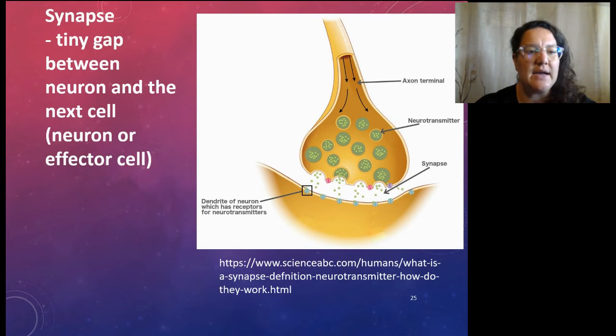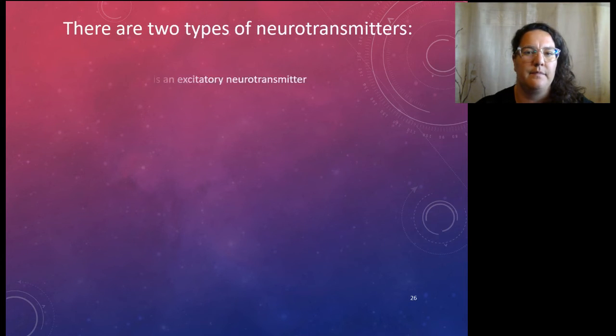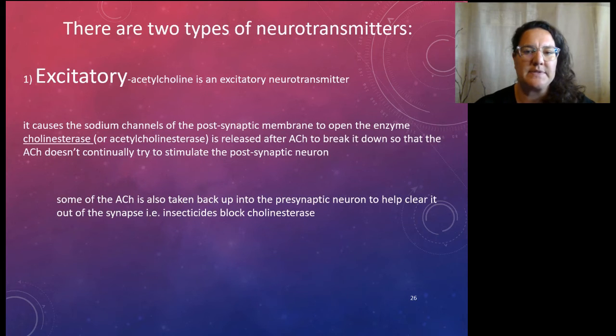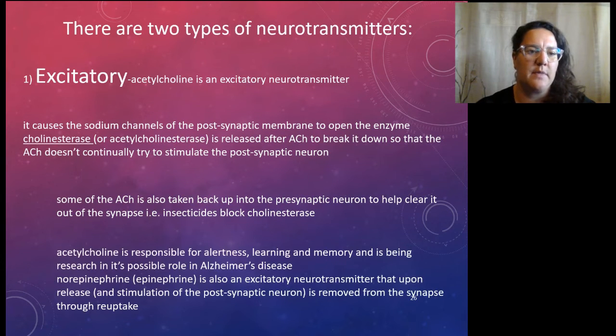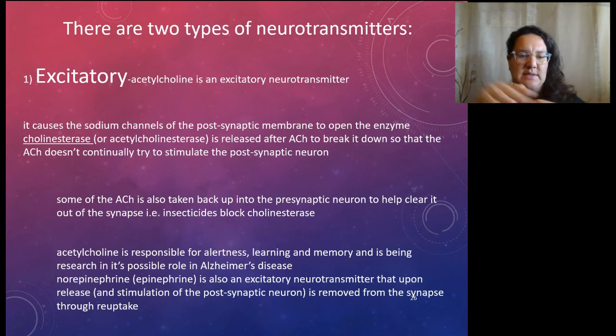So that synapse is the tiny gap between the neuron and the next cell, which would be the postsynaptic neuron. And there are two types of neurotransmitters. We have excitatory neurotransmitters, such as acetylcholine, which causes the sodium channels of the postsynaptic membrane to open. The enzyme cholinesterase, or acetylcholinesterase, is released after acetylcholine, so it breaks down so that acetylcholine doesn't continually try to stimulate the postsynaptic neuron.